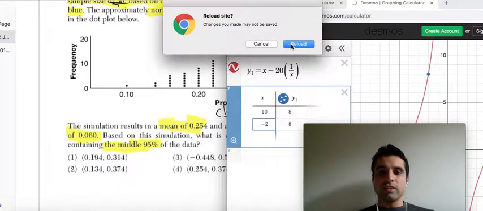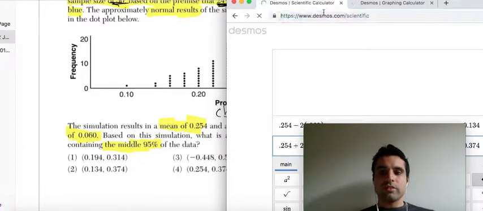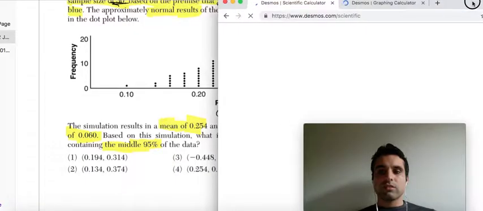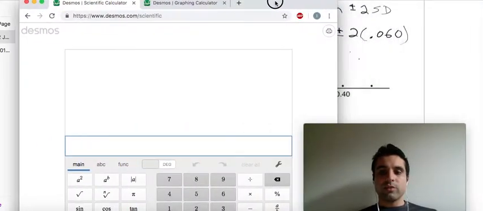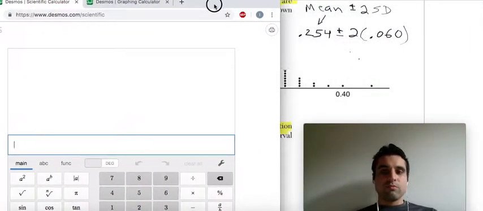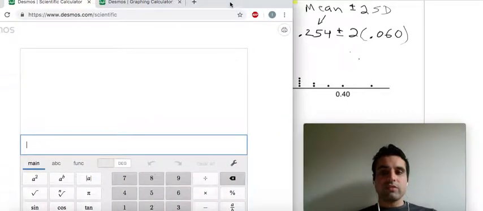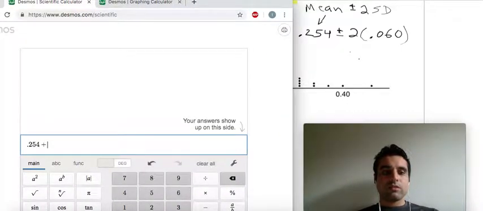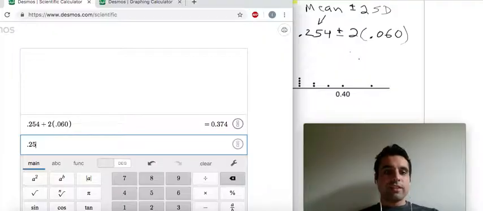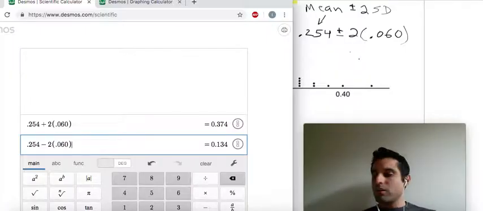All right, let's reset this. I'm going to reset this. And let's take a look and see what we get. So it was 0.254 plus. So as I type, the answers are going to pop on the right-hand side of the screen. And I want to put the lower, and let's get the lower value, minus 2 times 0.060. It's 0.134. So it should be from 0.134 to 0.374.